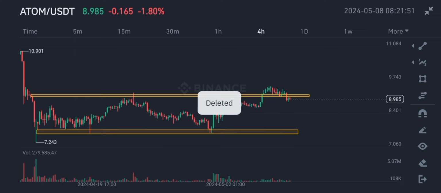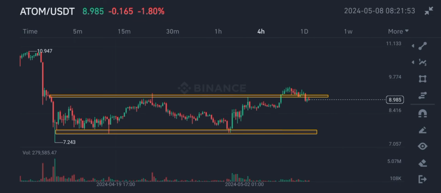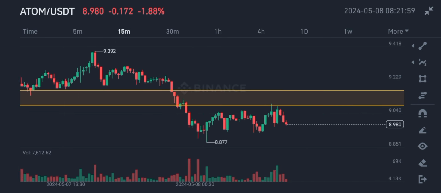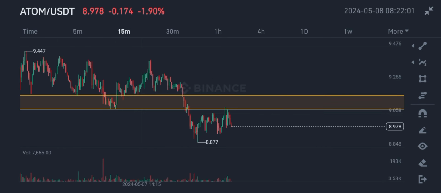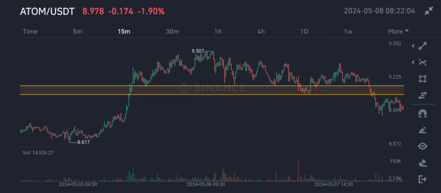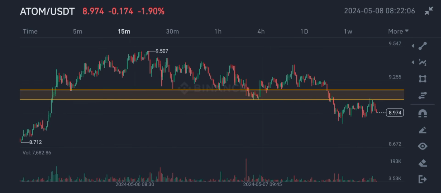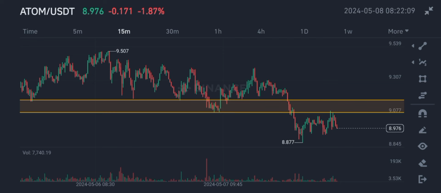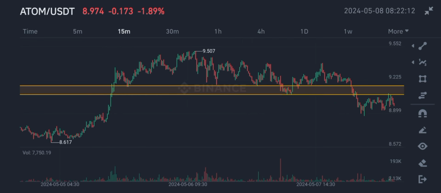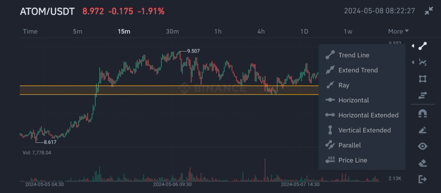So now we want to look at price from a smaller perspective. Now let's go to the 15 minutes. Let's see what has been happening on the 15 minutes. You can see right here that we've had a distribution. For those of you who do not know what a distribution means, it is that phase of the market where sellers take control and begin to sell. So invariably we have more sellers than buyers at this level. We have a very big distribution.